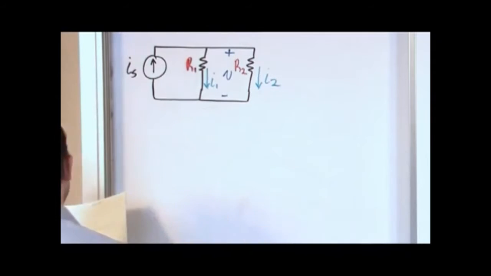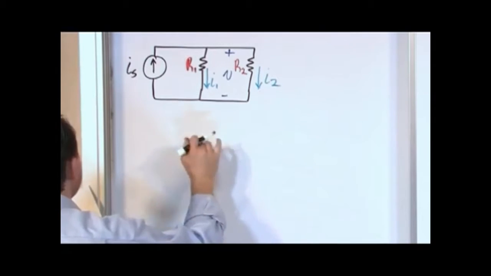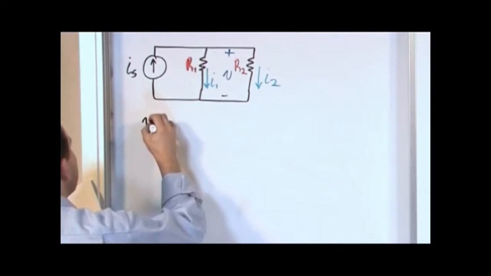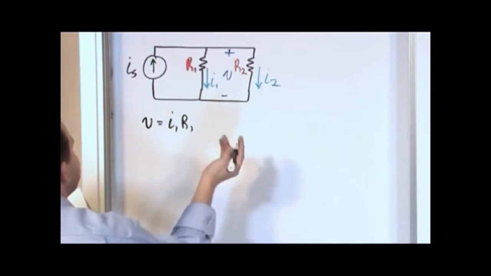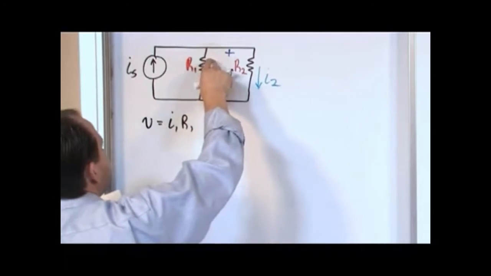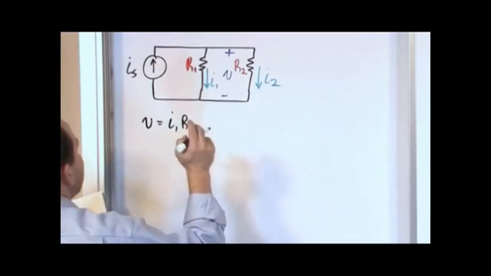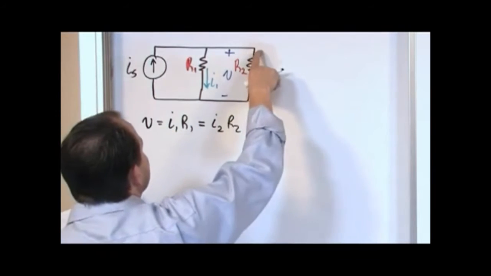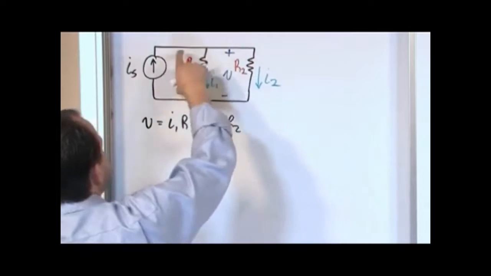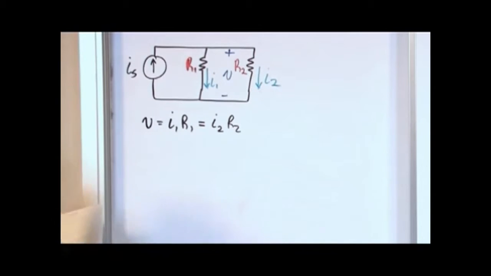So what we can do is recall that V is equal to IR, so we can say that this voltage right here is equal to I1 times R1. Wouldn't you agree that's the case? Because you have I times R, that's the voltage here. But it's also equal to I2 times R2 because that's the current and the resistance over here. And they're all connected in parallel, so the voltage is the same.